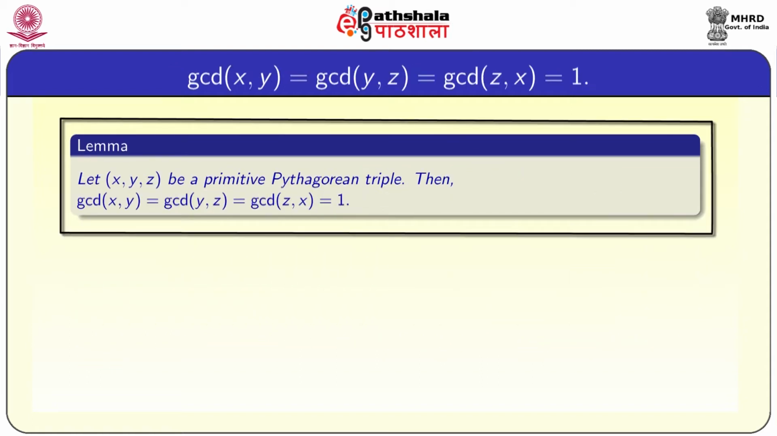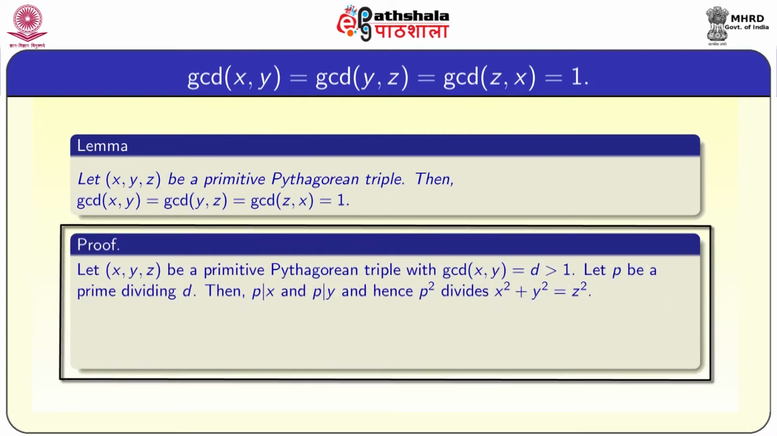One of the nice properties of primitive Pythagorean triples is not only that GCD of x, y, z is 1; if you take any two of them, either x, y or y, z or z, x, then their GCD is also 1. This is an immediate property of primitive Pythagorean triples. That is, if x, y, z is a primitive Pythagorean triple, then GCD of x, y equals GCD of y, z equals GCD of z, x equals 1.